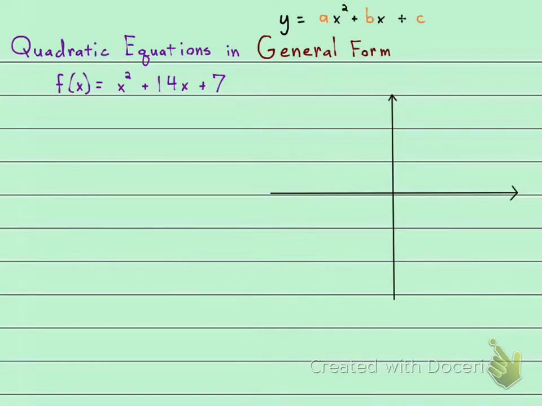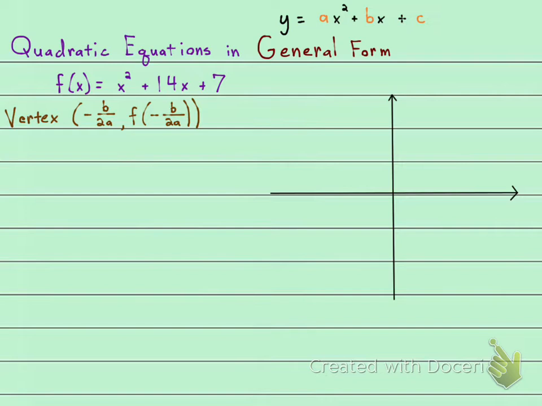We have a quadratic equation right here, and it's already in general form. You see what the general form looks like up here. And we're going to graph it. First thing we're going to do is find the vertex. You get the vertex by finding negative b over 2a. It gives you the x part of the vertex. And then you plug that into that equation, and then you will find your y part of the vertex.